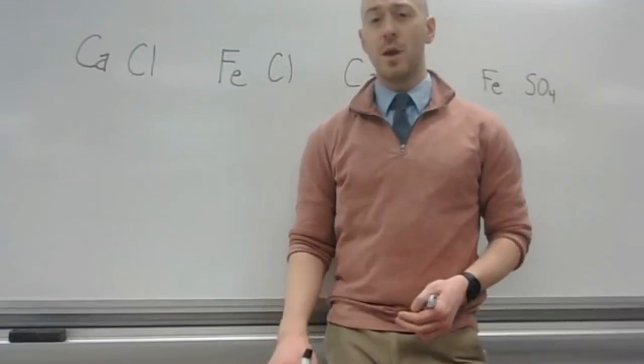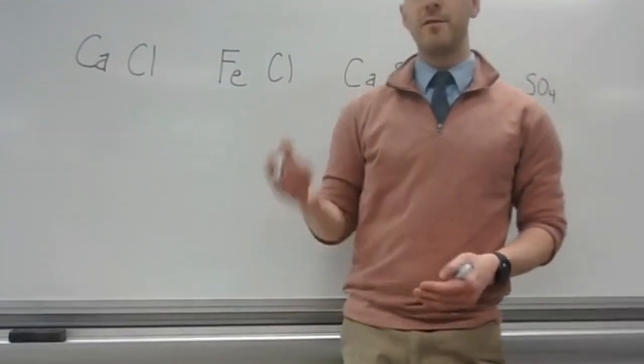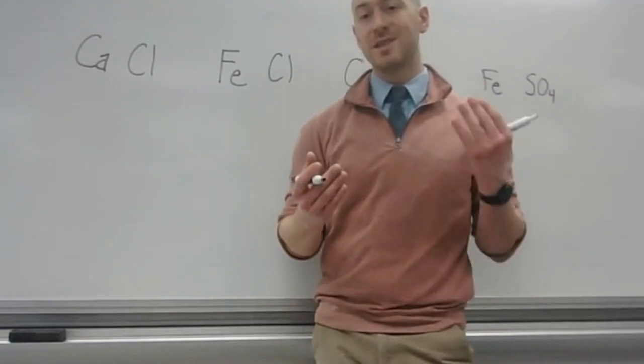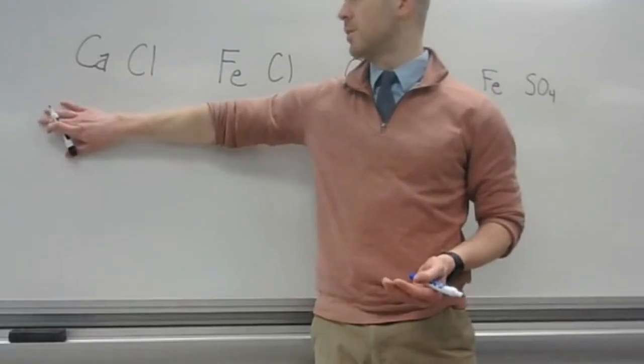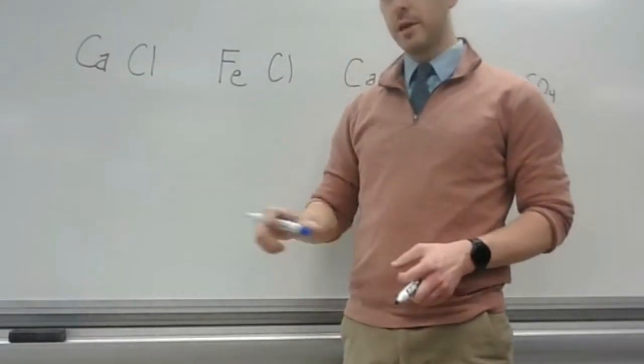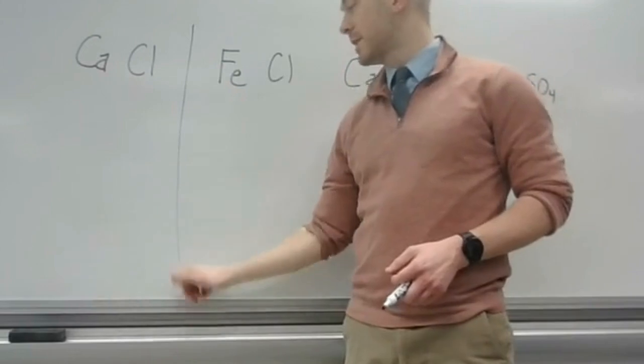All right, in this video, I'm going to go over the process for finding the formulas of ionic compounds as well as the names of those ionic compounds. We're going to start with a really simple example over here, calcium and chlorine. I'm going to separate this out.